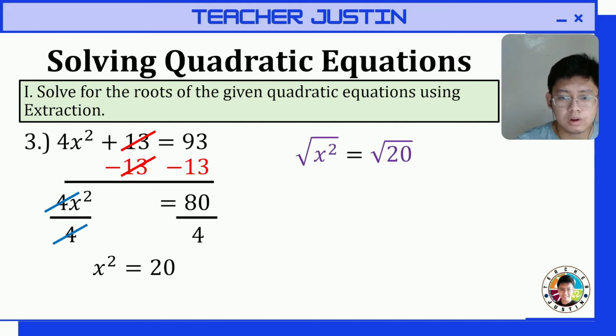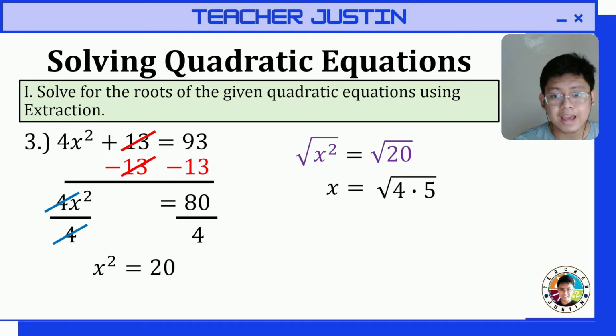So, kunin natin yung square root ni x squared. That will give us x. And yung square root ni 20. Now, take note that 20 is not a perfect square. So, if it is not a perfect square, we have to simplify it. So, isip tayo ng factors ni 20 na may perfect square. So, one of the factors of 20 na perfect square is 4. So, we can factor 20 as 4 times 5. Okay? So, sulat natin siya as square root of 4 times 5. Now, we get the square root of 4.